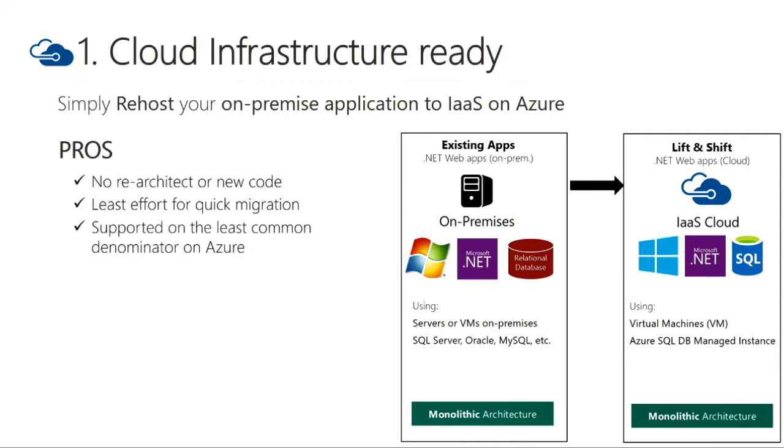The first good thing is that there is really no re-architecture involved. There is no new code involved. So the migration from that perspective is going to be much simpler. In terms of the effort involved, it's probably the least effort migration that you'll go through, in our opinion. And the third advantage is that it's supported on the least common denominator on Azure, which is VMs, which is also a very cloud agnostic pattern, whether you're using Azure or some other cloud for that matter. So these are some of the pros that you'll see with the cloud infrastructure ready scenario that we define.